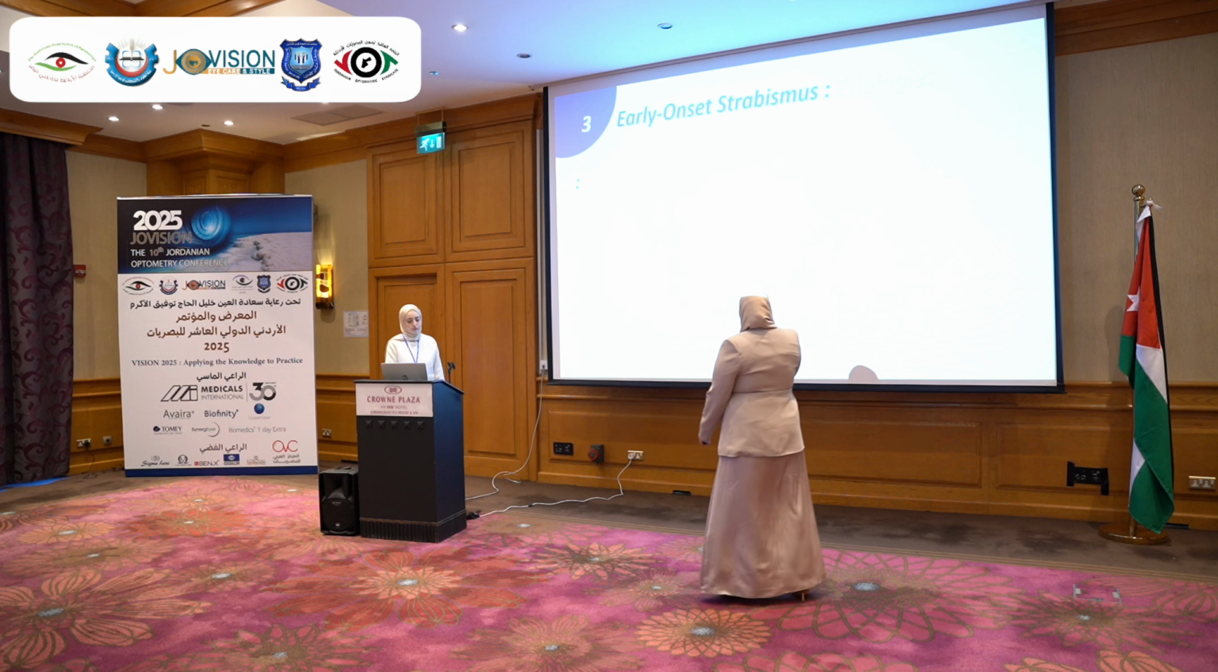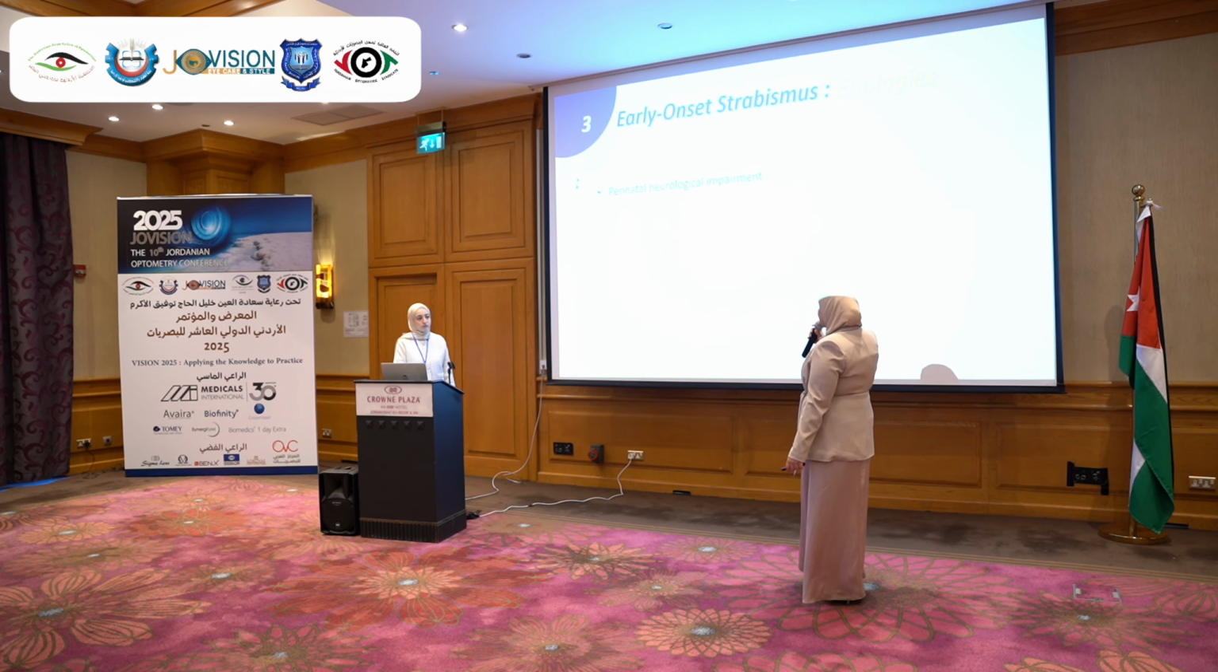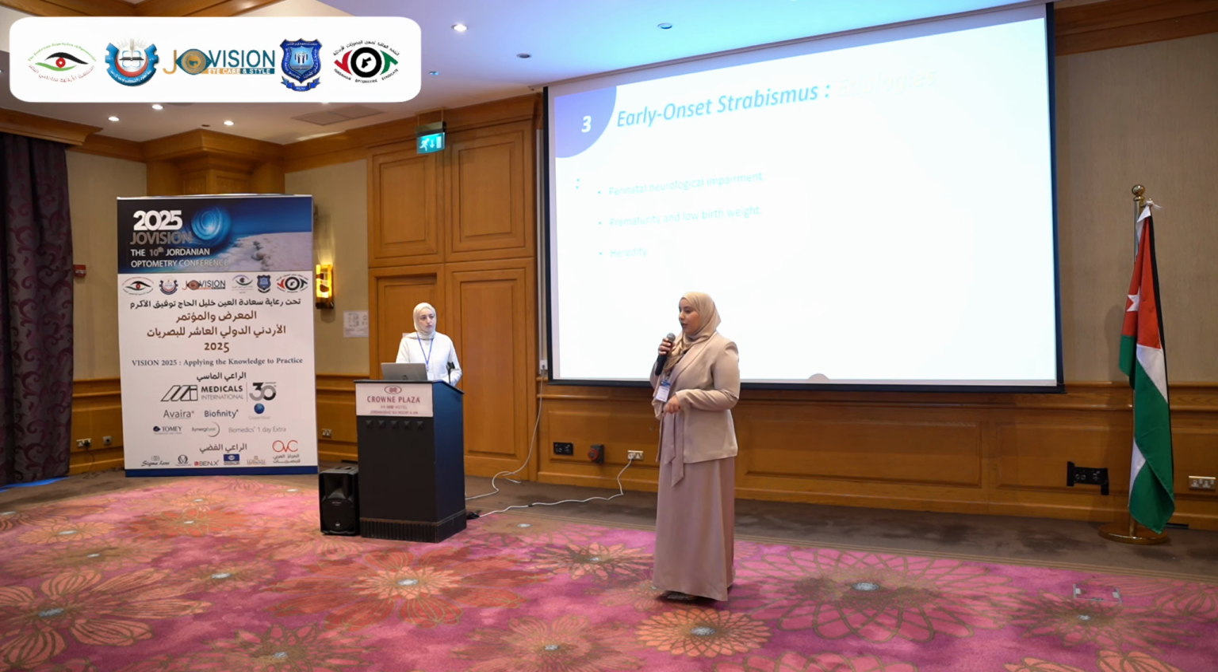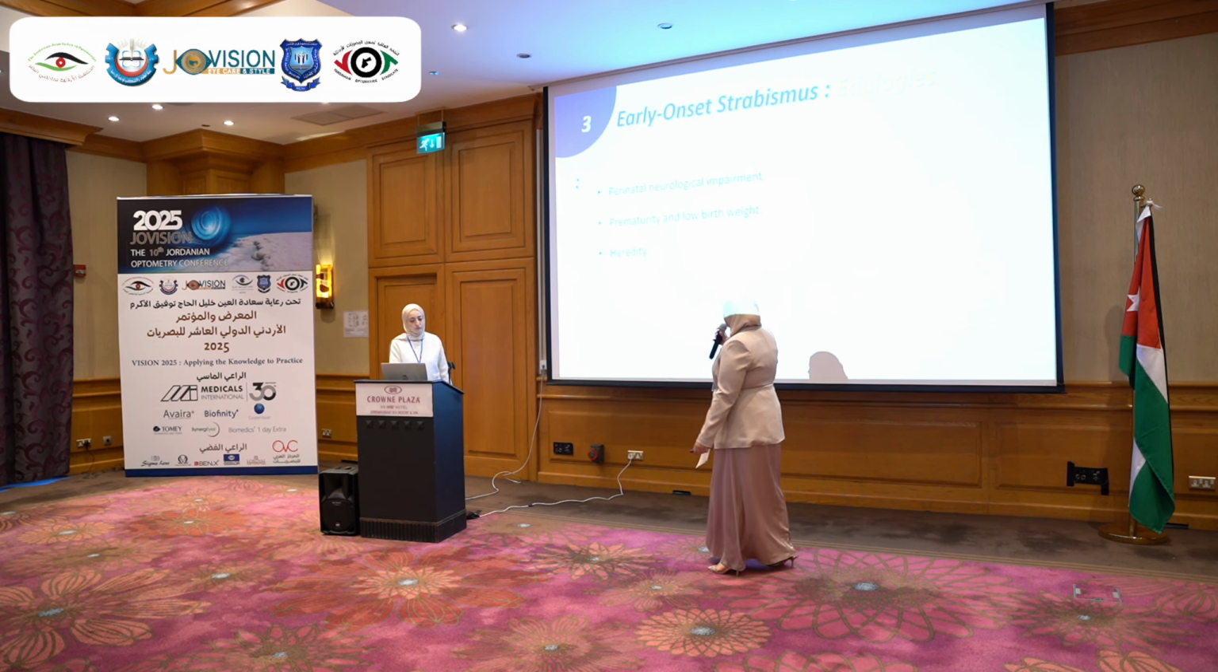To better understand this type of strabismus, we're going to begin with the etiologies. First, perinatal neurological impairment, where a cortical lesion caused by cerebral hemorrhage is the first risk factor for this type. Then prematurity and low birth weight. As we know, infants born before 33 weeks and weighing around 1.5 kilograms are really at risk for this type. Then heredity and ophthalmological abnormalities, as we mentioned, congenital cataract.